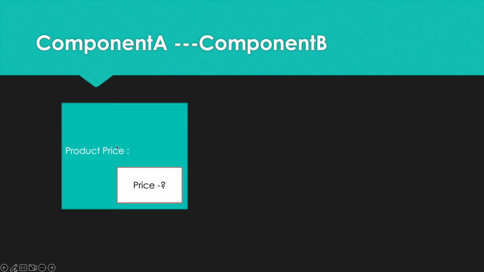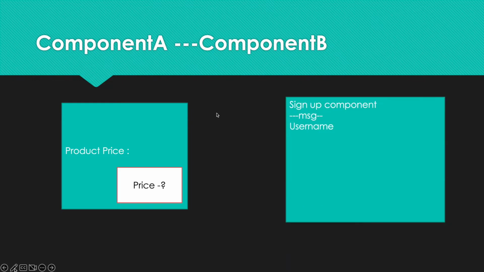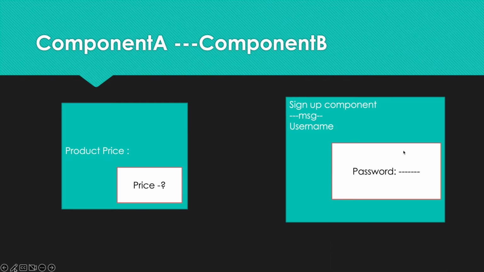So when we want to share data between parent to child or child to parent, we will be using these component interaction techniques. So for example, I may have a sign up component called parent component. Inside the parent component, I have a child component, and let's name it password component. Now whenever a user types an invalid password from the child component, I want to send the message to the parent component. So that is child to parent.